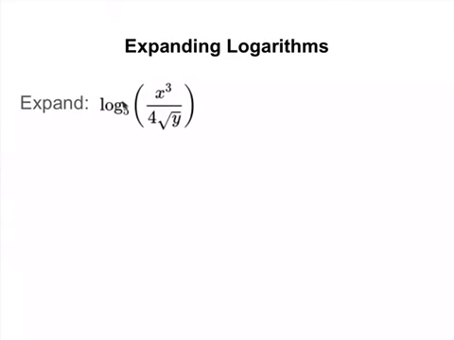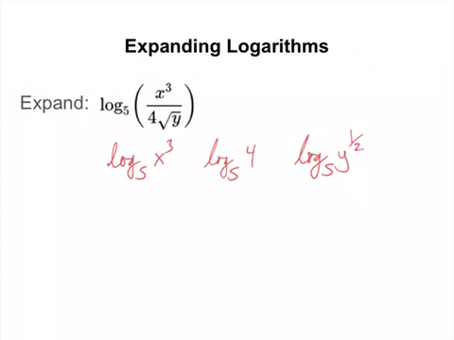So we are going to expand this log. We see three things inside the log. So to start it off, I want to write this as log base 5 x cubed, log base 5 4, and log base 5 y to the 1/2. Now, I got 1/2 right here because the square root is a 1/2 power. Now, what we have to decide on is how are these connected? Are they pluses or minuses?